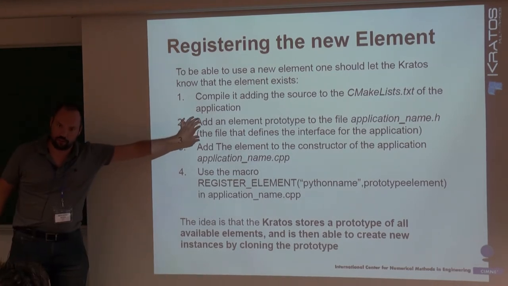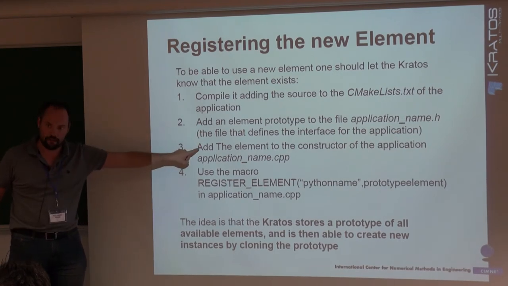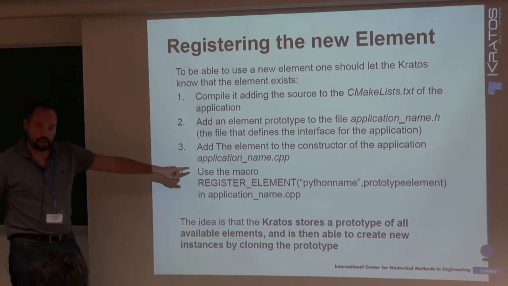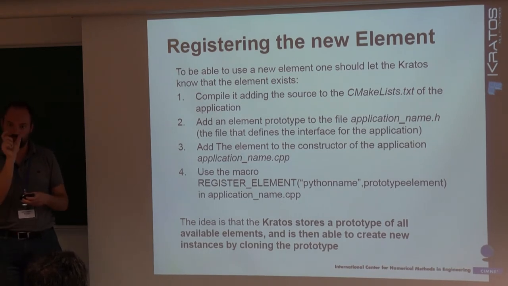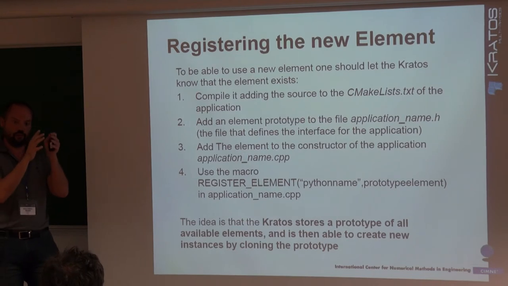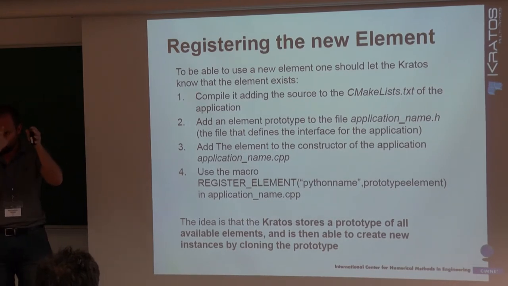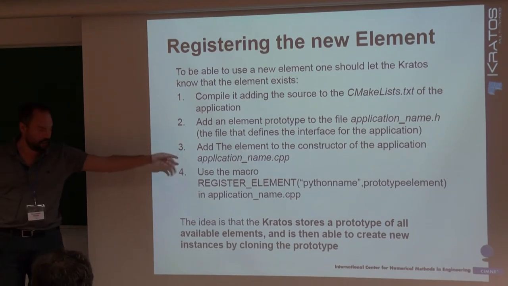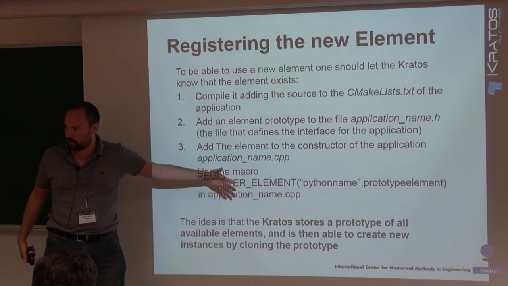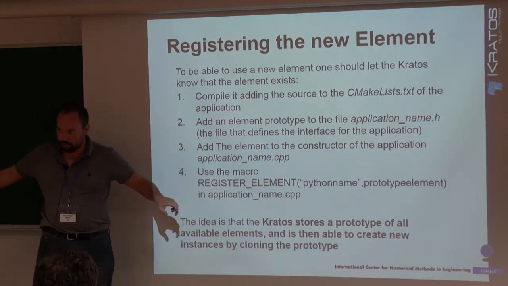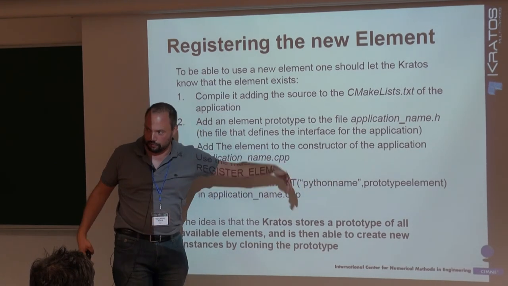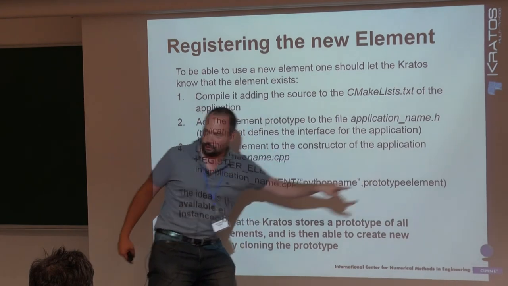What you need to do is have an object defined in the H, allocated in the CPP, and then every time we need a new element, we will take this prototype and create a copy of it with new data. We need a way to identify this element with a string. So if we write convection element, we need to know that our prototype is the one we defined. There is a call to register element. I'm going to show you an example very briefly, but essentially you say that this name, which you will use to recognize it from Python or from the MDPA, is associated to this prototype element.